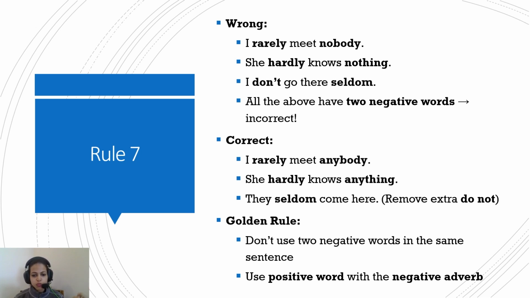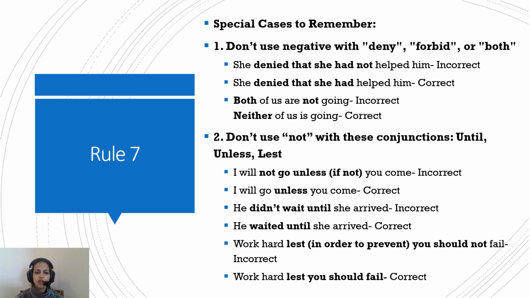Like with electric charges, positive and negative go together. The opposite charges attract each other. So similarly for English grammar, the positive word and the negative word should go together and not negative negative. Okay, you can remember that now. Now these are not really special cases. This is just to make you more aware of these specific words so that you don't forget them.